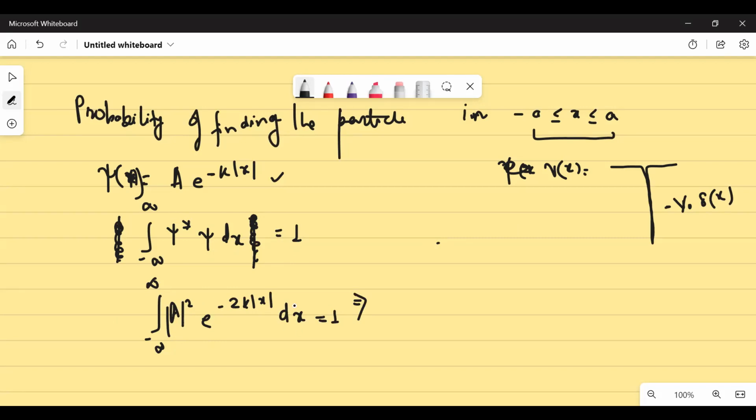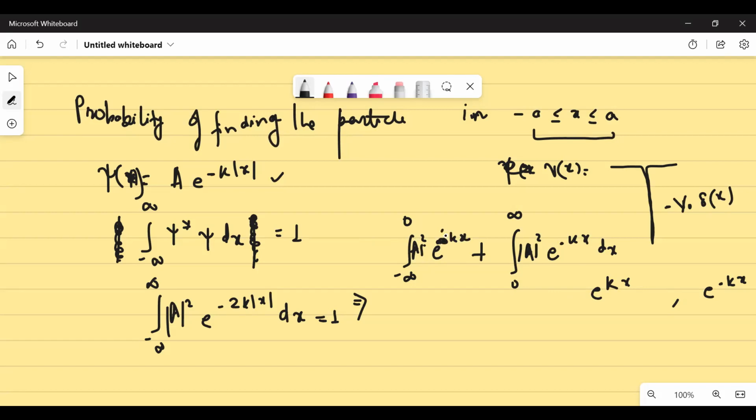Okay, further as I go, I can simply integrate it from minus infinity to 0 in one way, and from 0 to infinity in another. From minus infinity to 0, your wave function is given by e to the power kx, and from 0 to infinity your wave function is given by e to the power minus kx. So you have A square e to the power 2kx dx here, and A square e to the power minus 2kx dx there. Is that clear?